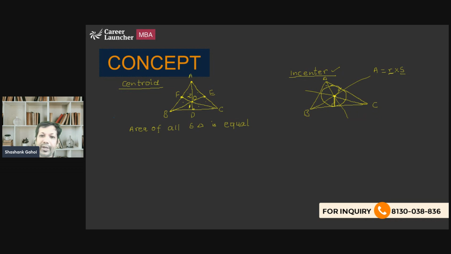Now, what is the property of incenter? That if this angle is A, this angle is going to be 90 plus A by 2. So if I'm talking about incenter, let's say this is the incenter, I'm joining this. If this angle is A, this angle is going to be 90 plus A upon 2. That's the property of incenter. And apart from this, there is nothing.